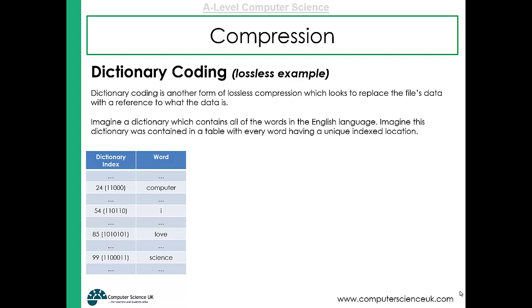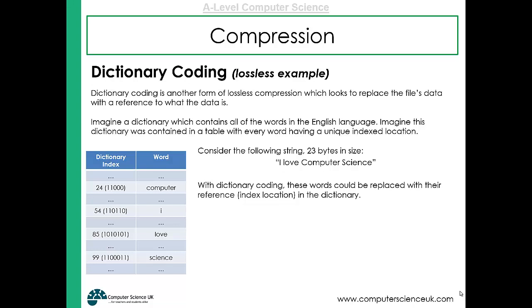We see that we've got the word computer, which is at index location 24. We've got the letter I, which is at 54. We've got love, which is at index 85. We've got science, which is at index 99. And then consider that we've got the following string, which is 23 bytes in size: I love computer science, 1 byte for each character. So with dictionary coding, these words could be replaced with their reference, their index location in the dictionary.